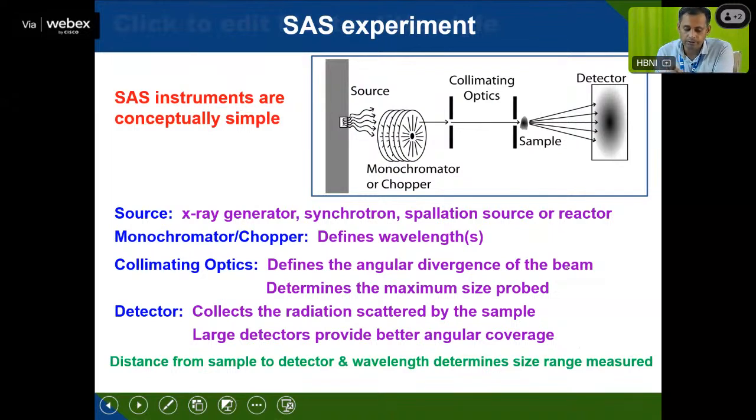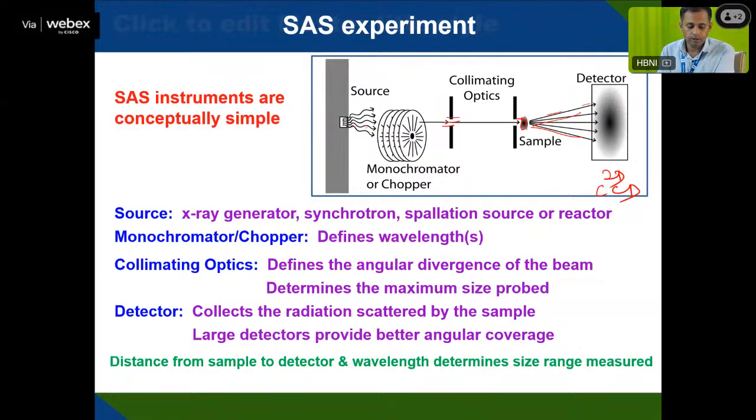The experimental part of the small angle X-ray technique has an instrument that is conceptually very simple. You have a source here, and from the source you have a monochromator that separates the different wavelengths and only allows a single wavelength. After collimation, you get parallel beams, and finally it falls on the sample, where it scatters and comes to the detector. The detector mainly used here is a 2D detector, the charge coupled device, CCD detectors are mostly used.